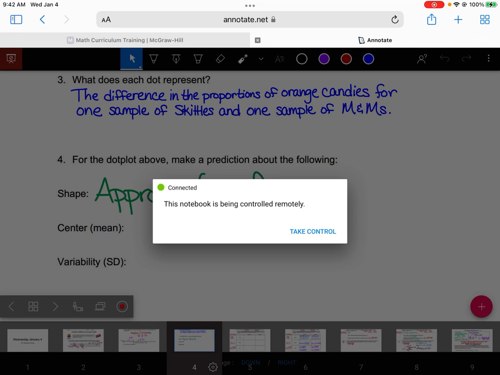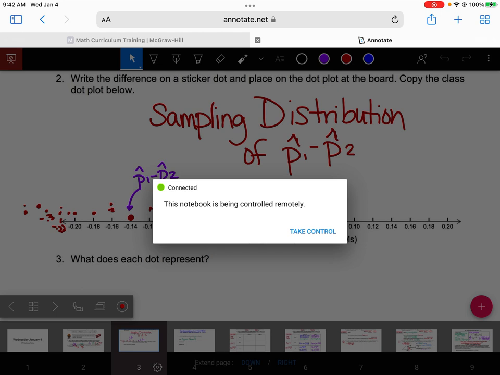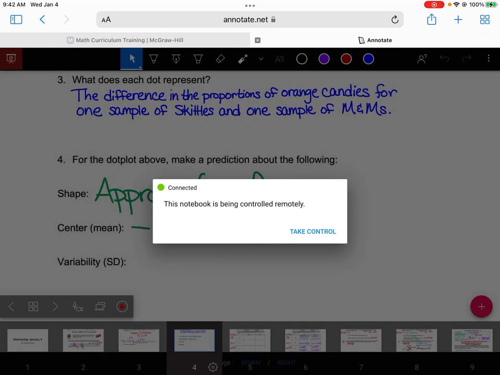Let's go back and look and see if we can figure out where the center was. Ballpark. Where does the center appear to be? Yeah, somewhere between like negative 0.16, negative 0.14, somewhere in there. Let's go with negative 0.16, because that's the first one that I heard.